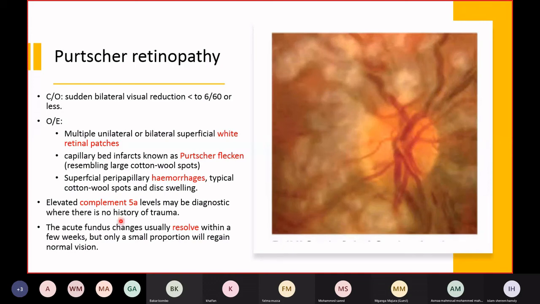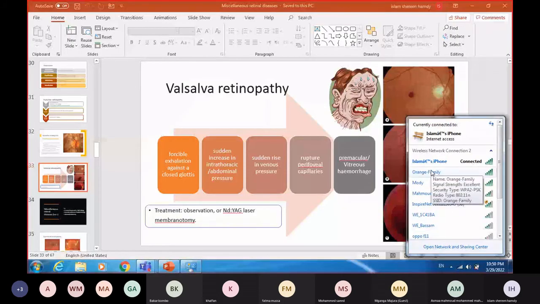So I will disconnect for a moment and come back to you because the light came back to my house. Just a second.